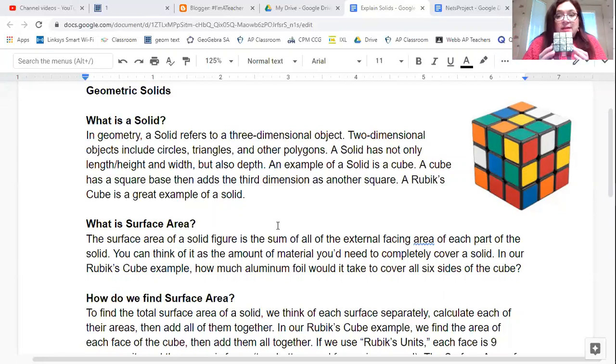So when we work with solids, we work with surface area and volume. And there are formulas for finding the surface area and for finding the volume. When we say surface area, what we're looking for is the total area of all of the surfaces of our solid. Think of it as if I was going to wrap this Rubik's Cube in tinfoil or Christmas paper. Exactly how much paper or foil would I need to cover each surface? Exactly, with none left over.